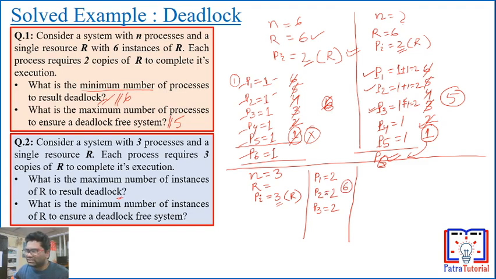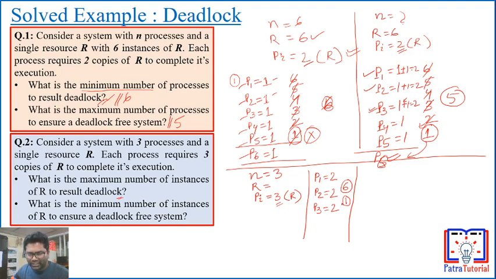But suppose I have one more instance here. Now if I have one more instance, then I can allocate this instance to any of these 3 processes, right? Either p1, p2 or p3.